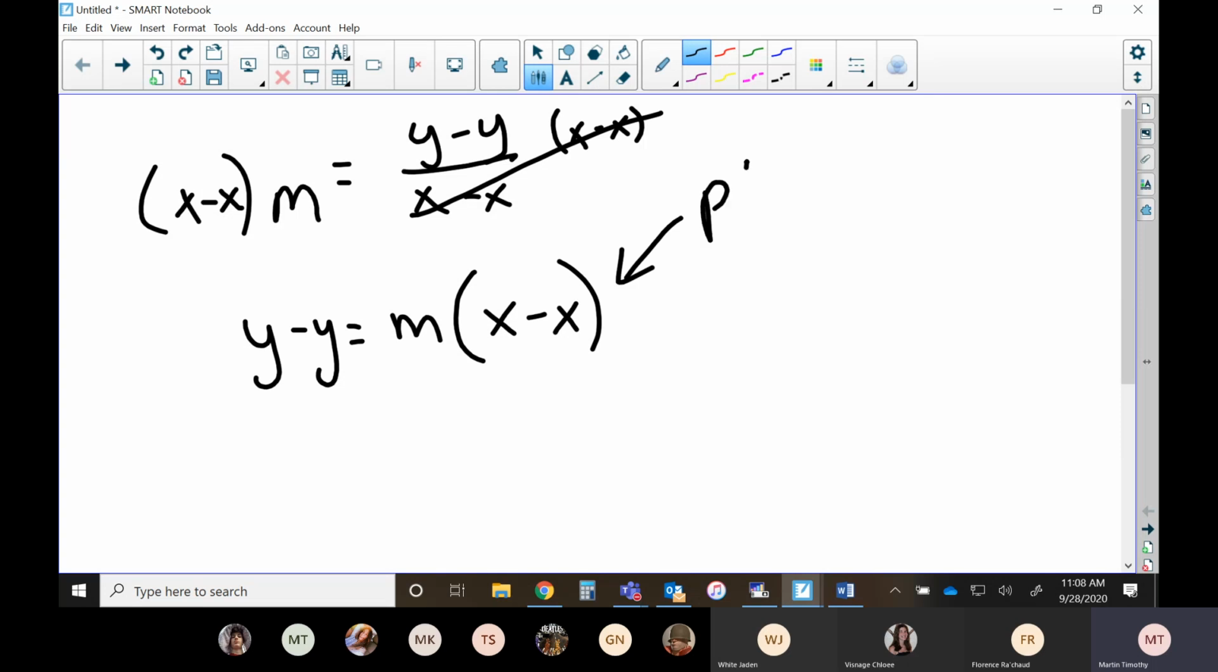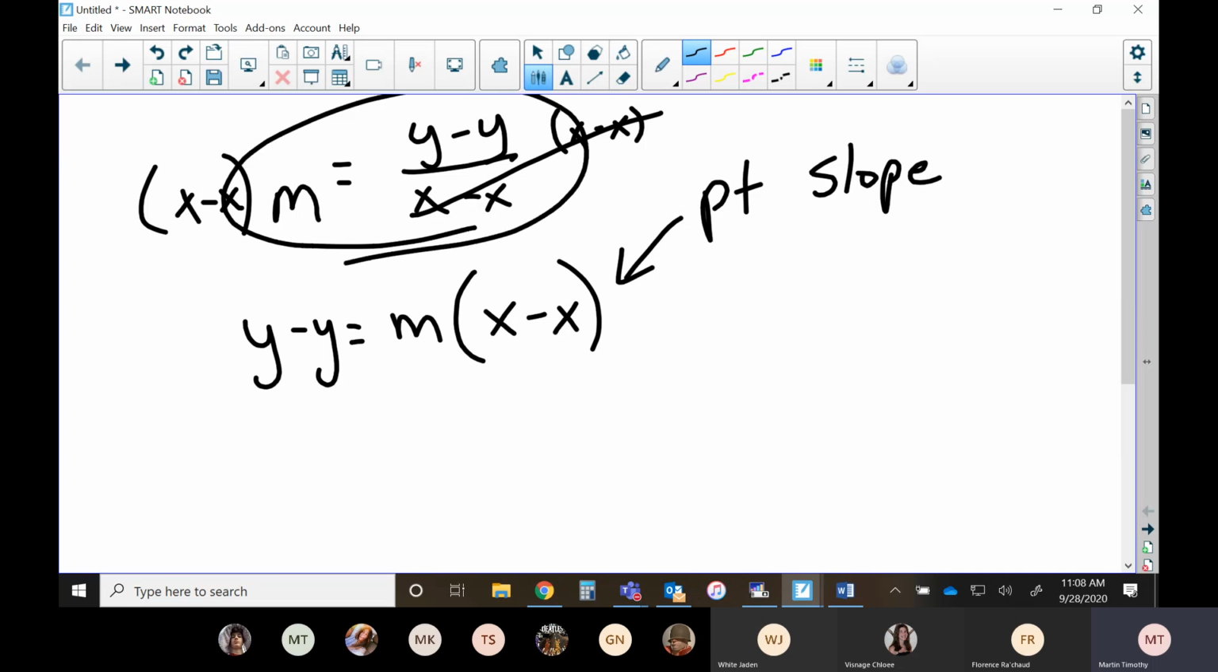This is point slope formula. Point slope formula came from just changing the slope formula around a little bit. That's where it was kind of created from. They just rewrote the slope formula in a different way and called it point slope.